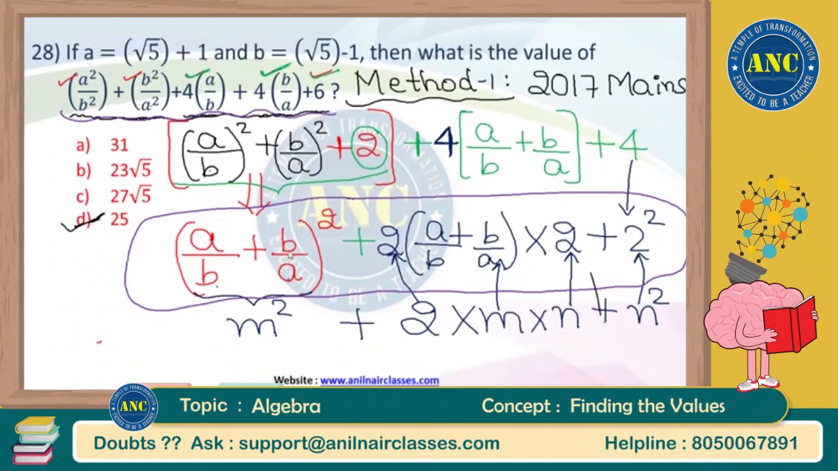See the answer options. First option is 31, not a perfect square. 23 root 5 and 27 root 5 definitely are not perfect squares because they are irrational numbers. The only option which is a perfect square is 25.